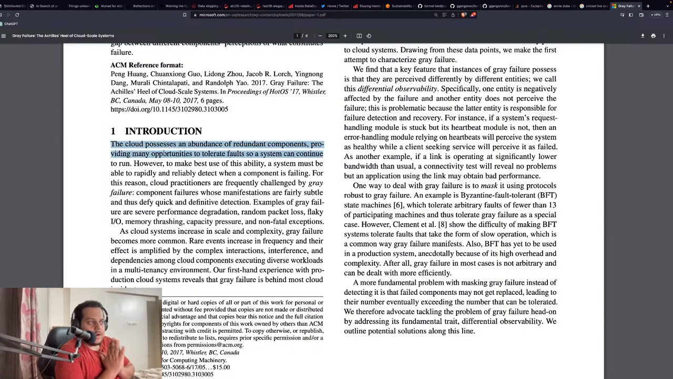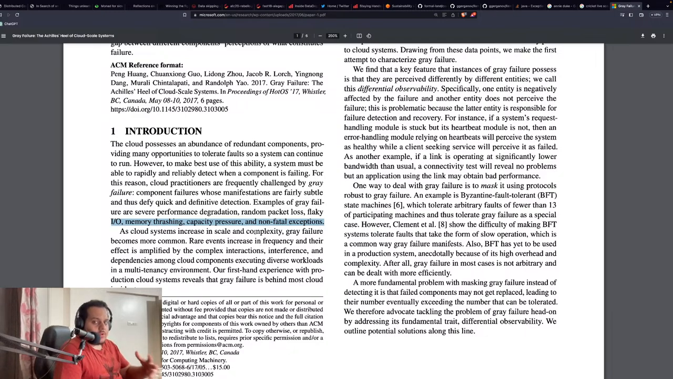Cloud possesses an abundance of redundant components, providing many opportunities to tolerate faults so a system can continue to run. However, to make the best use of this ability, a system must be able to rapidly and reliably detect when a component is failing. That's quite obvious, right? So how do we do it? Before doing it, we have to understand in a better way what gray failures are. So some common gray failures are random packet loss, flaky IO, memory thrashing, capacity pressure, non-fatal exceptions.